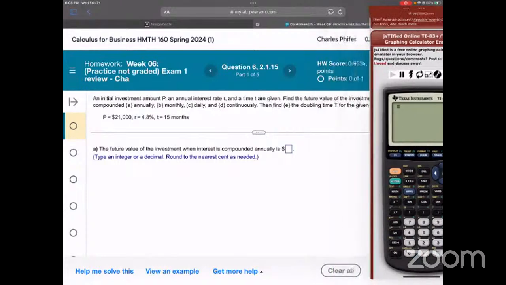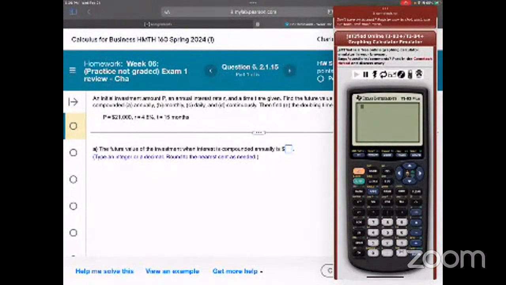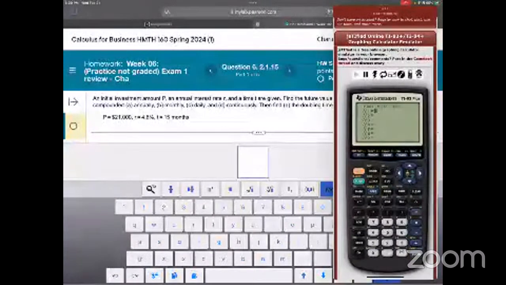If we're doing annually, monthly, daily, continuously, that means the term that's changing is our number of compoundings, which is n. All right, so we got a couple of formulas at play. Most of these are going to be covered by the compound interest formula. I think we want the future value. So let me take a quick note right here, just so that you guys can have it for reference.